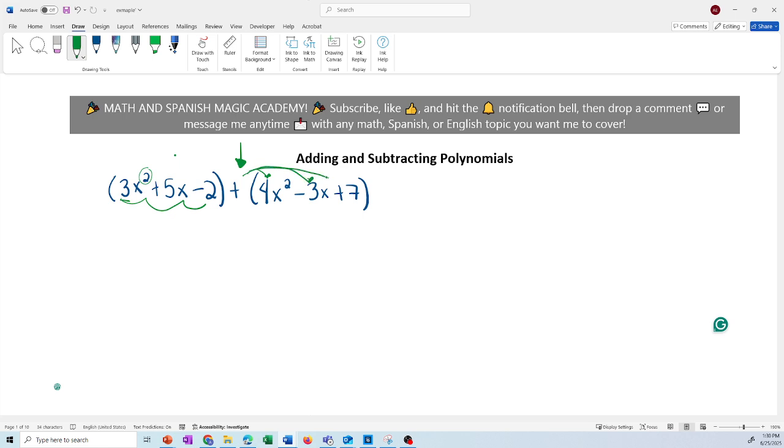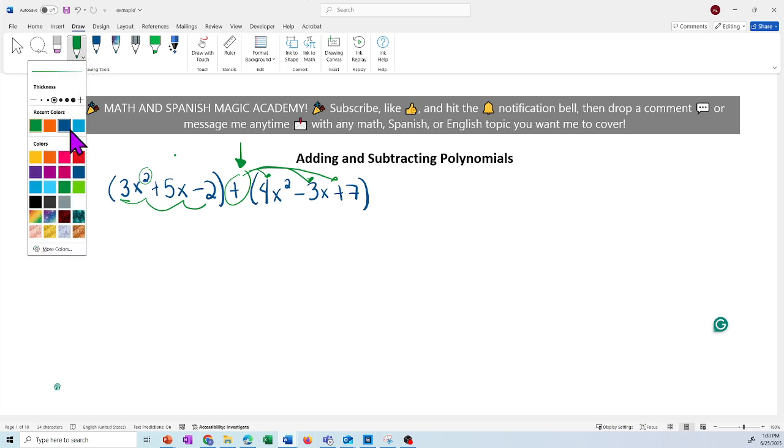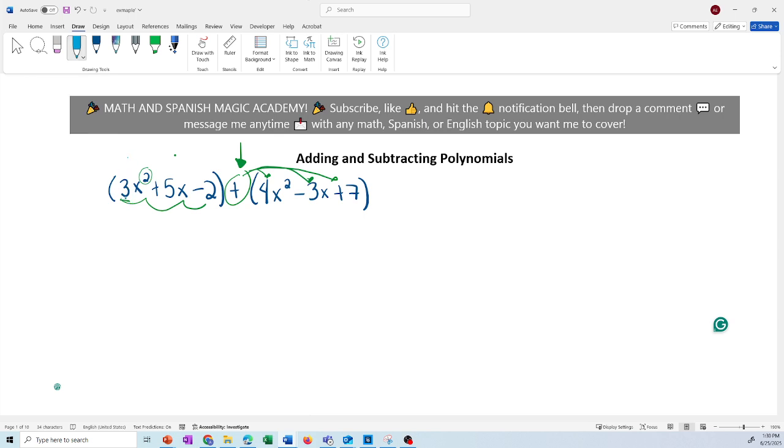Since it says plus, the sign is not going to affect them. They're going to stay the same: positive 4x squared minus 3x plus 7. Okay, so because I have a plus sign in between, it doesn't affect the signs of the second parentheses. So I'm going to simplify. And for me to simplify and combine like terms, they need to have the same exponent and variable. So let's take a look at which ones have the same exponent and variable.